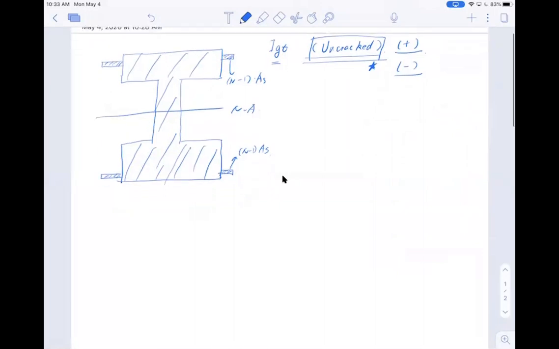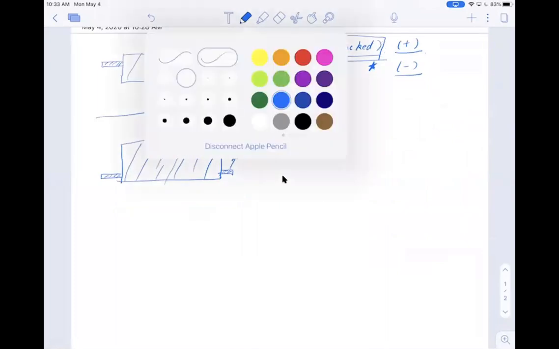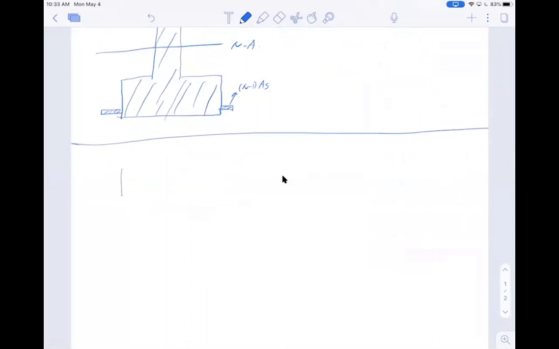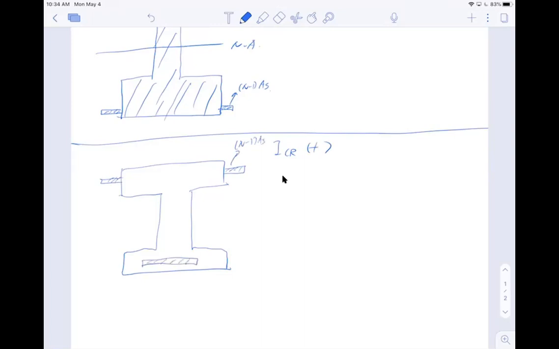Now this is uncracked. For cracked, things are a little bit different. When it's cracked, I have to differentiate between positive and negative. If it's positive, I have to take the top bar out, because the top bar will be in a compression zone, so this is N minus 1 AS. And the bottom bar will give an equivalent area of N AS only, and don't consider the concrete anymore because it's cracked.